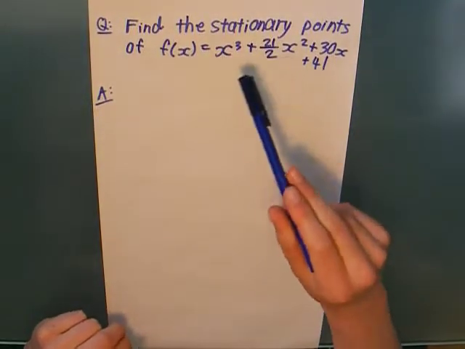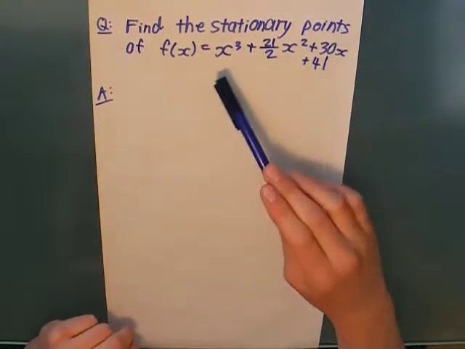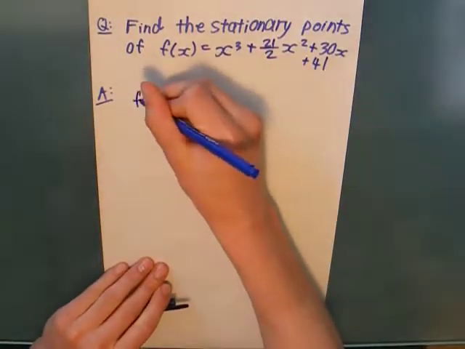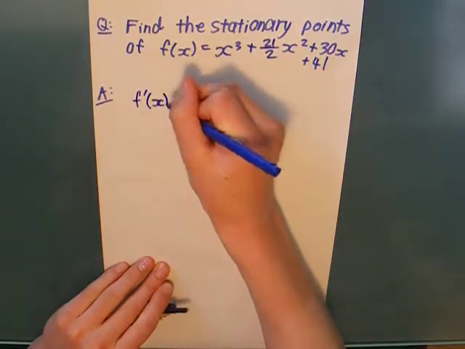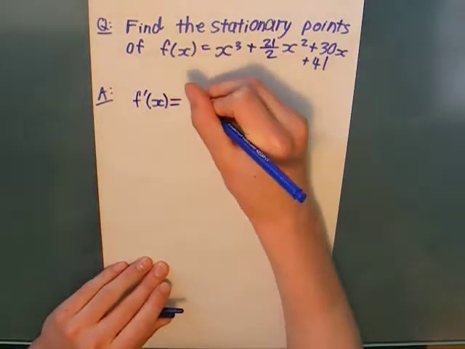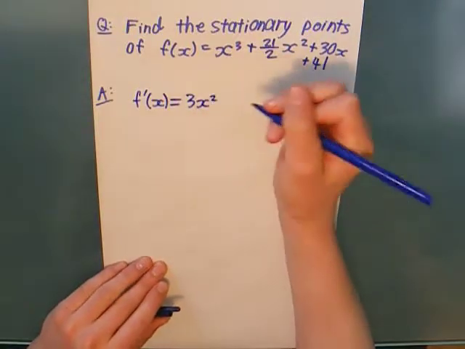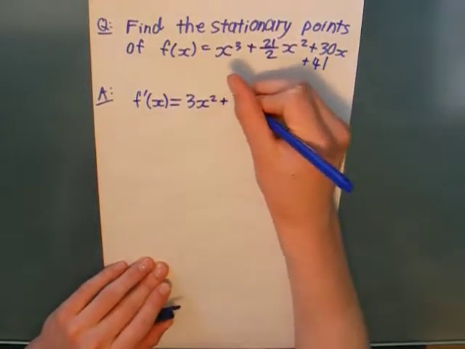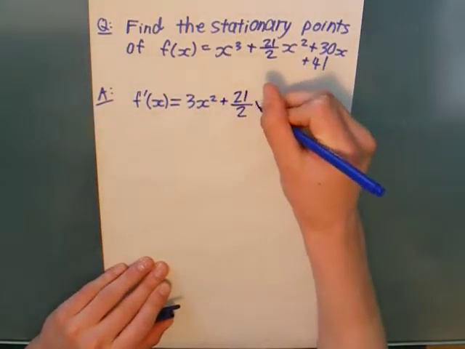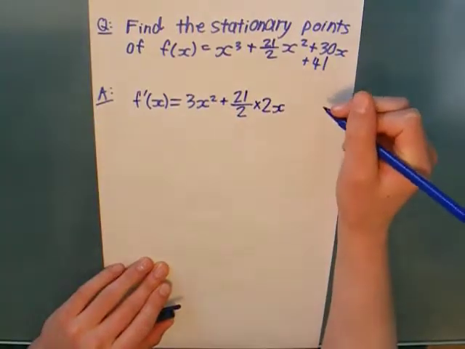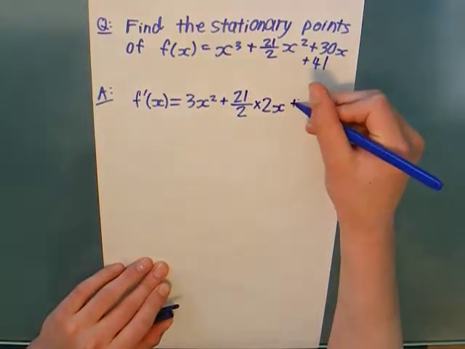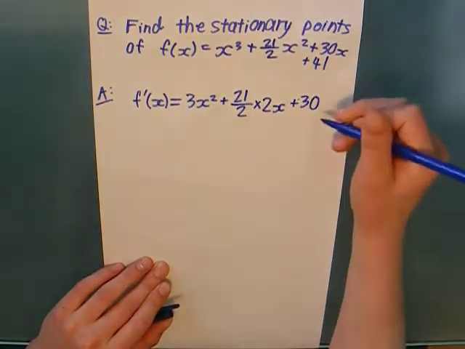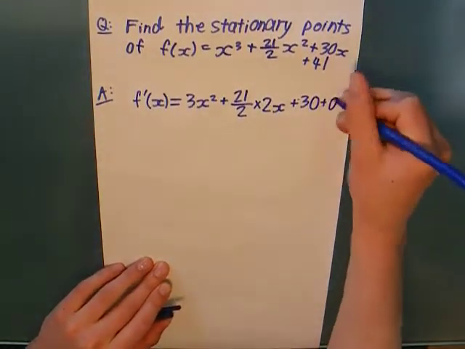So I'm going to use a few of the differentiation rules here. I know the derivative of x cubed is just 3x squared, so I know f prime of x equals 3x squared, and I know that the derivative of x squared is 2x, so it's plus 21 over 2 times 2x. And the derivative of x is 1, so plus 30. And the derivative of any constant term is 0, so that's just 0. Could add a plus 0 here.